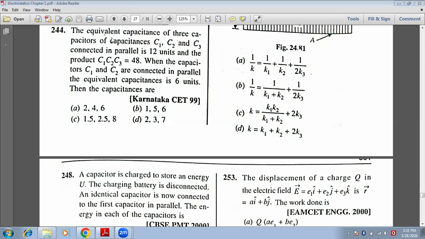Equivalent capacitance of three capacitors of capacitances C1, C2 and C3 connected in parallel is 12 units and the product C1 C2 C3 equals 48. When the capacitors C1 and C2 are connected in parallel, the equivalent capacitance is 6 units. Then the capacitances are: option A, 2, 4, 6; option B, 1, 5, 6; option C, 1.5, 2.5 and 8; option D, 2, 3 and 7. Correct answer: option A, 2, 4, 6.